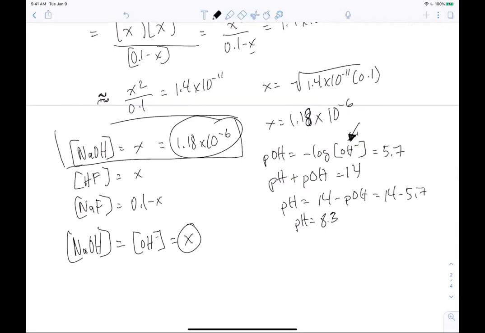We don't use the concentration of sodium fluoride to calculate pOH because by definition, the pOH is the negative log of the hydroxide concentration. So that's a good question, Sonia.